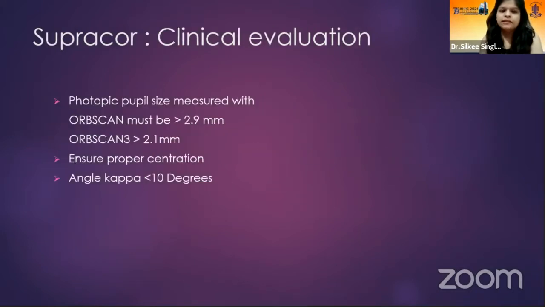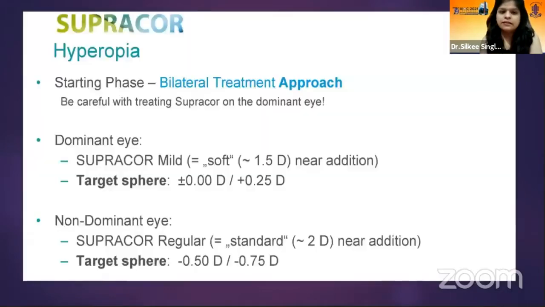In clinical evaluation, photopic pupil size is a must, as it is pupil dependent. In OBSCAN, it must be more than 2.9 millimeters, while it is more than 2.1 millimeters on OBSCAN 3. Ensure proper centration and angle kappa should be less than 10 degrees, and to be more precise, it should be less than 8 degrees.